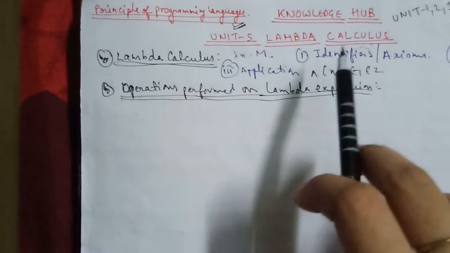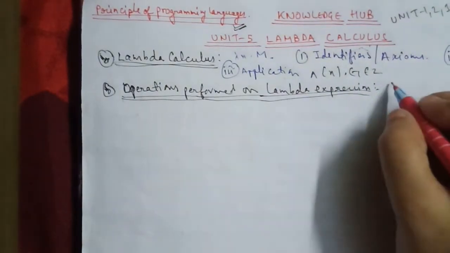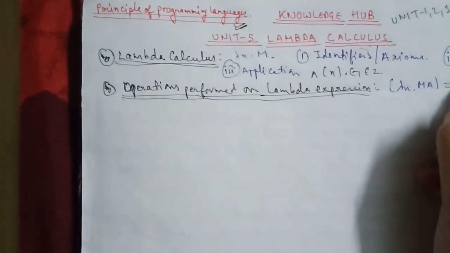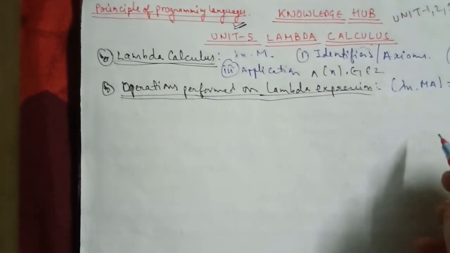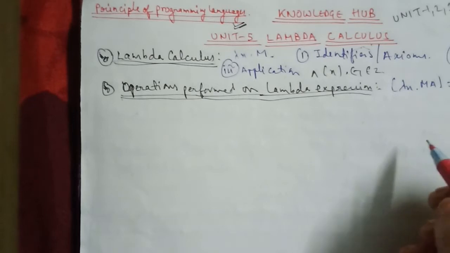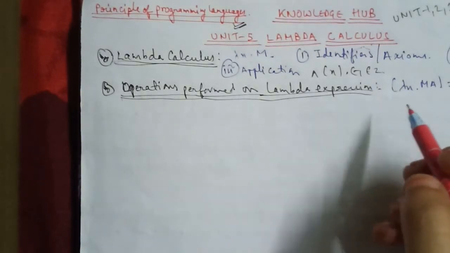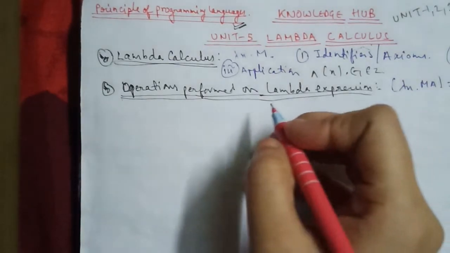With the same references, this can be written in the form of lambda x dot M applied to A, which will give you M dash here. This operation is analogous to substituting an argument for a formal parameter in a function call. An example of lambda expression reductions follows.